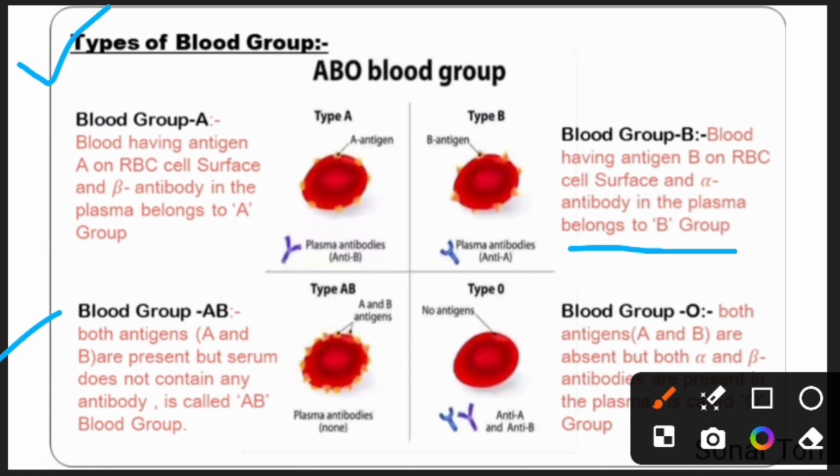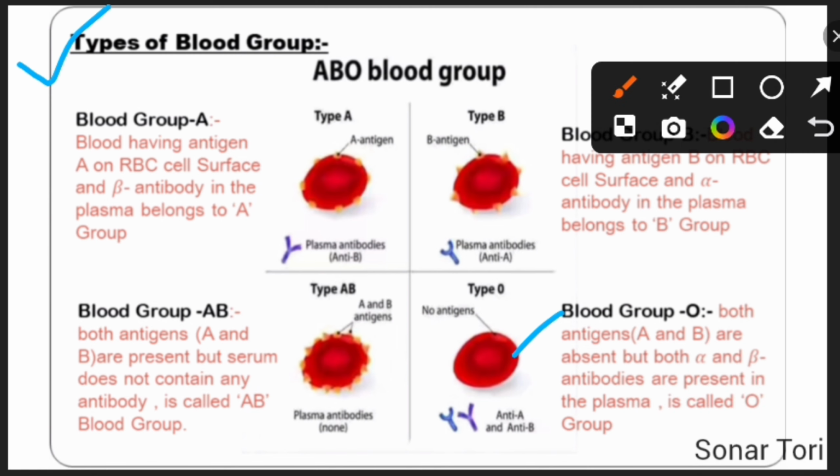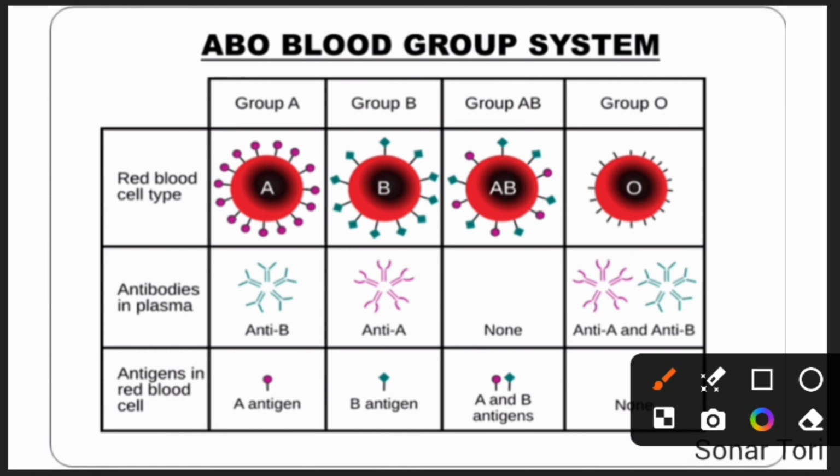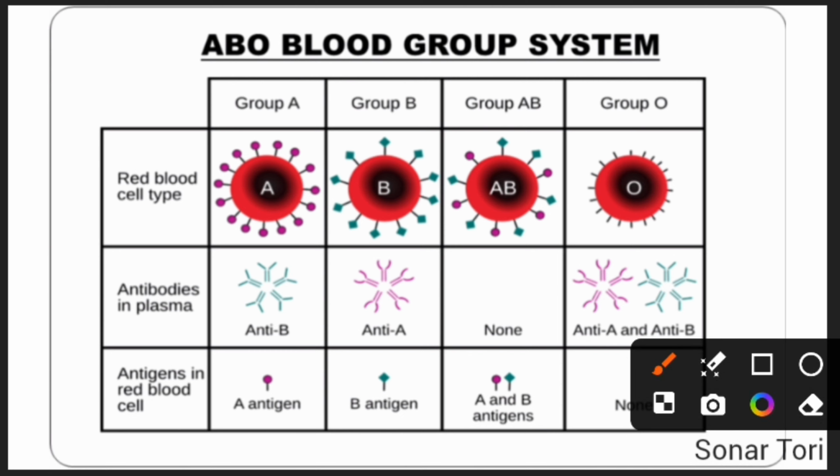Then blood group AB. Both antigen A and B are present but serum does not contain any antibody; this is called AB blood group. Blood group O. Both antigen A and B are absent but alpha and beta antibody, or A and B antibody, are present in the plasma; this is called O blood group. It is a chart of the ABO blood group system. I think it helps you to understand all the blood groups and their antibody and antigen.